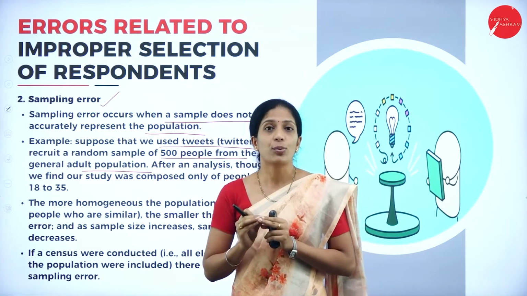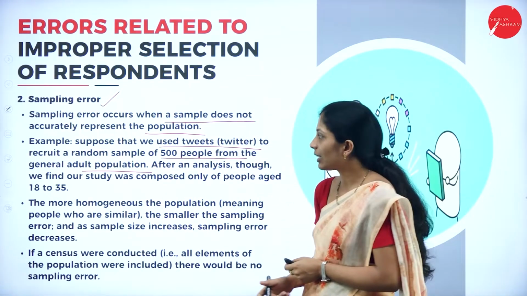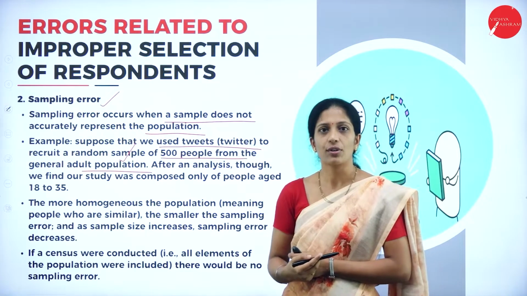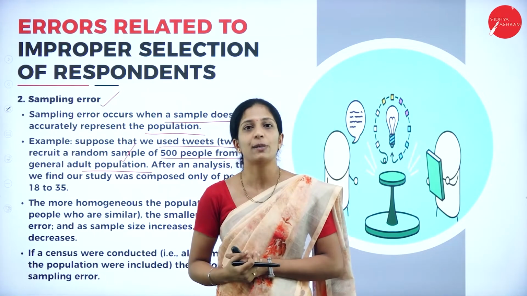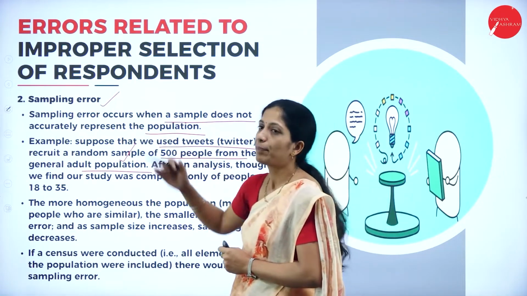So, from the Twitter, they are randomly taking how many? 500 people. So they are thinking that they are going to take only the adult population. But do you think in the Twitter there will be only adult population? No. In that situation, it leads to sampling error.